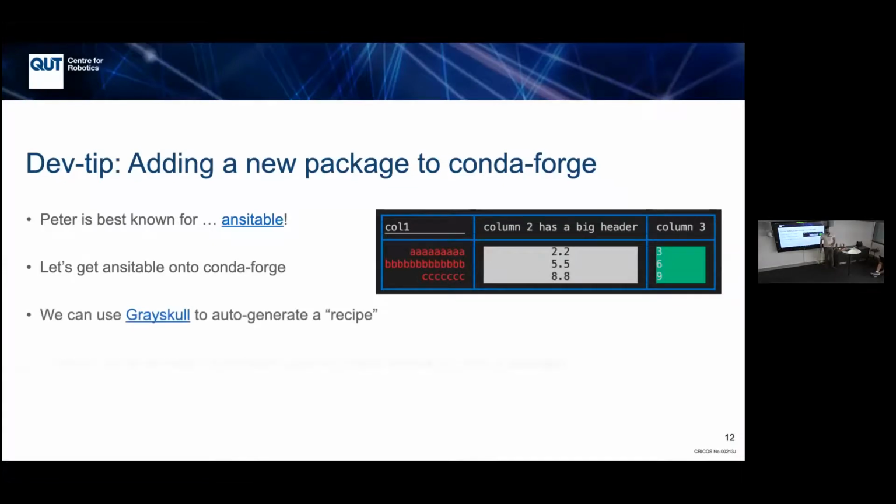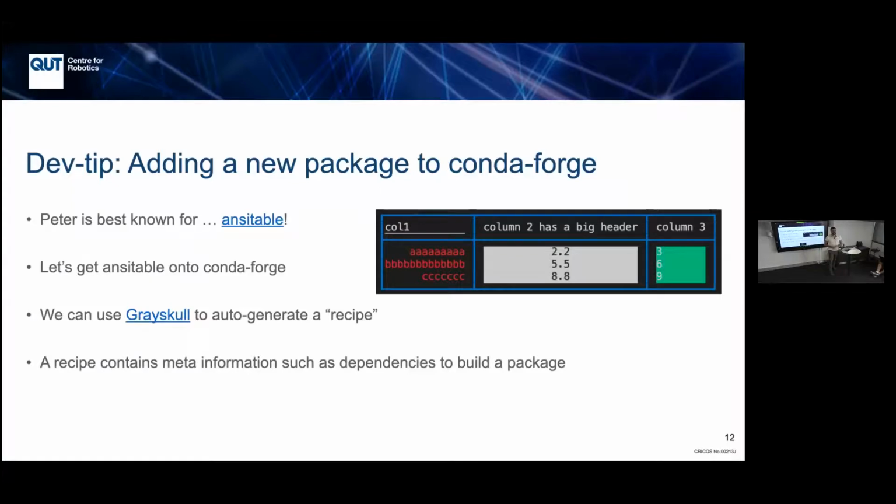There's a thing called Grayskull, which auto-generates a recipe. And a recipe is basically a file that describes the dependencies of that package. That's only applicable if you want to put new packages on there, so that's an advanced thing. I just want to show that it's easy.